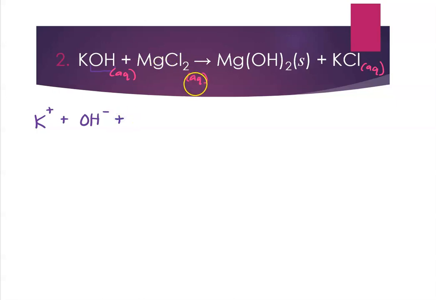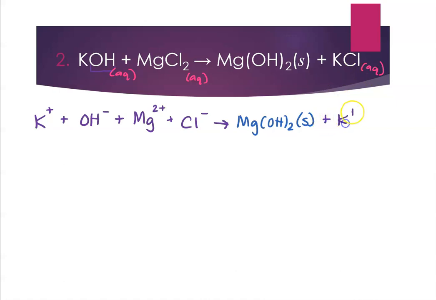All right, next I have MgCl2 is aqueous, so it separates into Mg, which is in group 2, so it's a 2+. Cl is in group 17, so it's a 1-. And then I look at the product side. This is a solid, so it stays together. Cannot separate things that are solid. And then I put that S there to indicate that it's a solid. And then finally KCl is aqueous, so I separate that into K+ and Cl-.